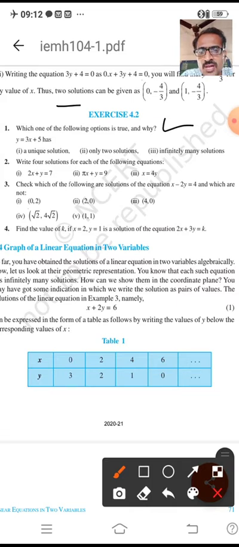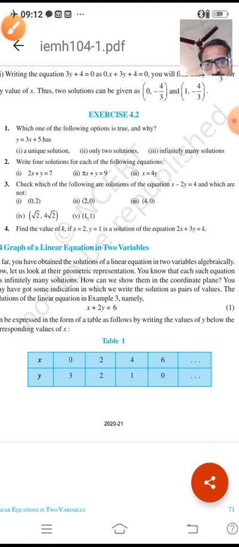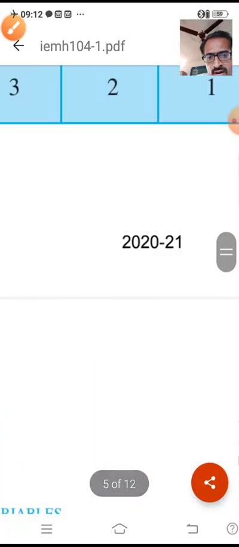y equal to 3x plus 5 has A, a unique solution, B, only two solutions, and C, infinitely many solutions. Let us solve this. The equation is y equal to 3x plus 5. Okay, let us find out its answer.